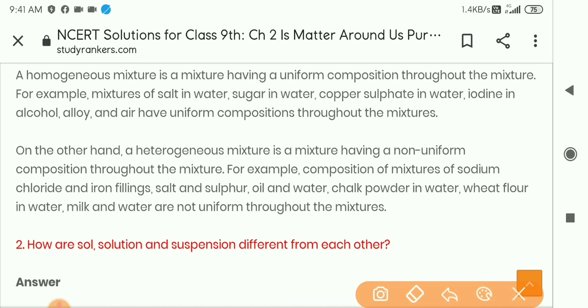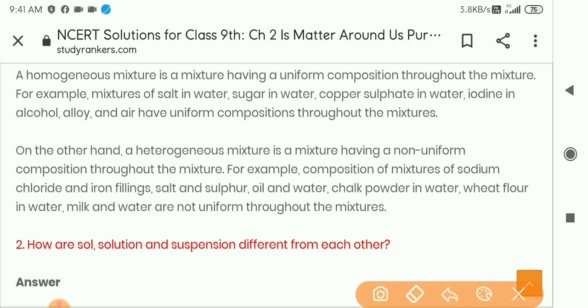Sugar in water is also the same, copper sulfate in water is also the same, iodine in alcohol, alloy and air. Alloy is also homogeneous, air is also homogeneous. These all have uniform composition throughout. On the other hand, a heterogeneous mixture is a mixture having a non-uniform composition throughout.